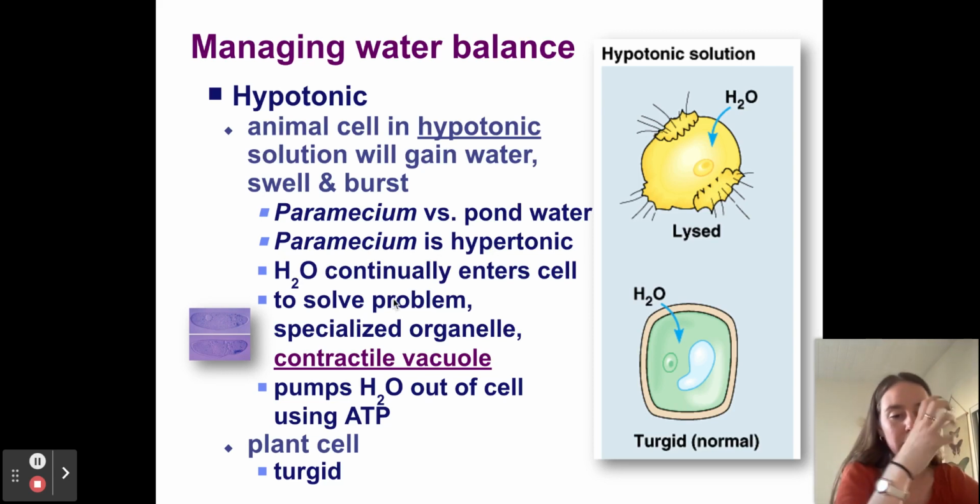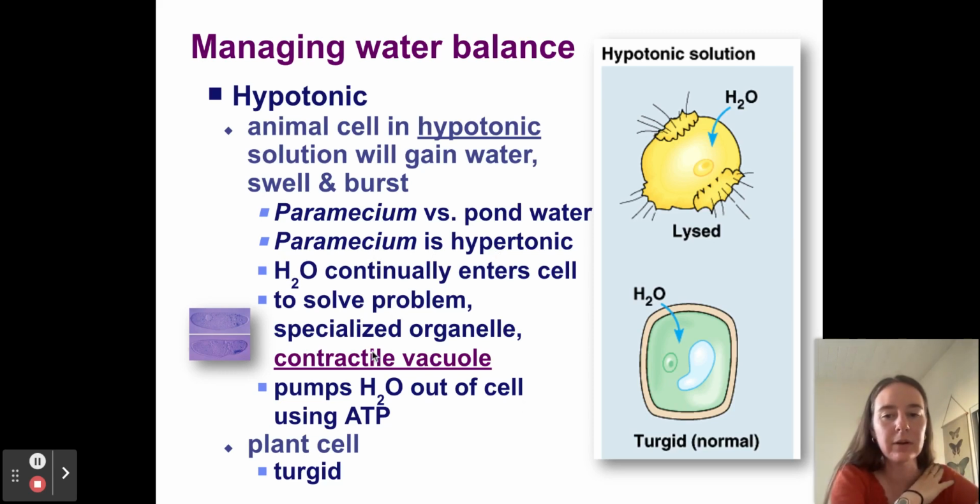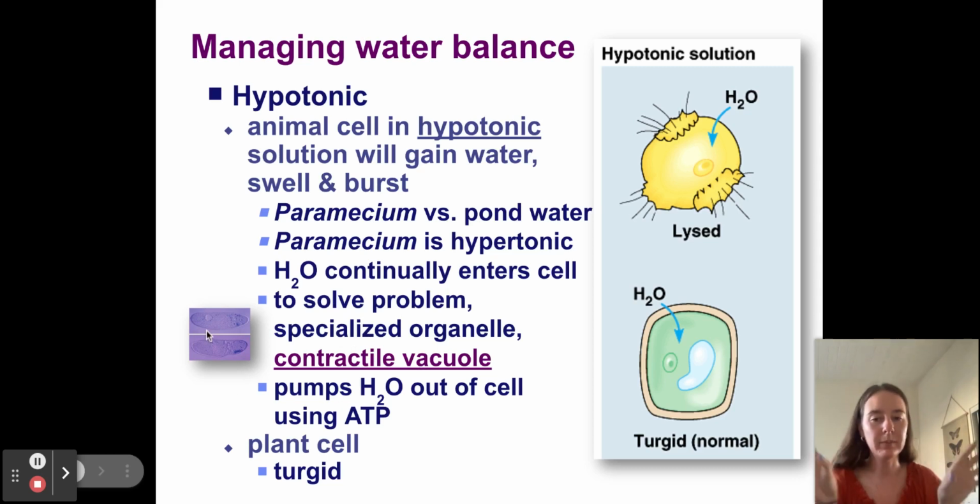Because so much water is coming in, these paramecium have evolved an organelle called a contractile vacuole. This contractile vacuole will pump water out of the cell. So even though water's coming in all the time, it'll pump water out using energy, using ATP. This costs the cell a lot of energy.